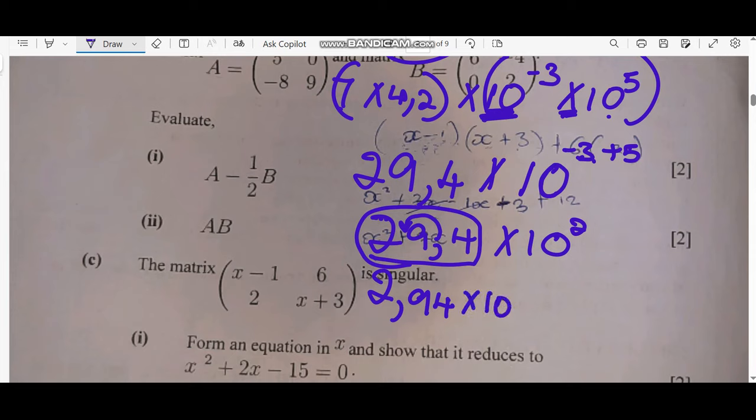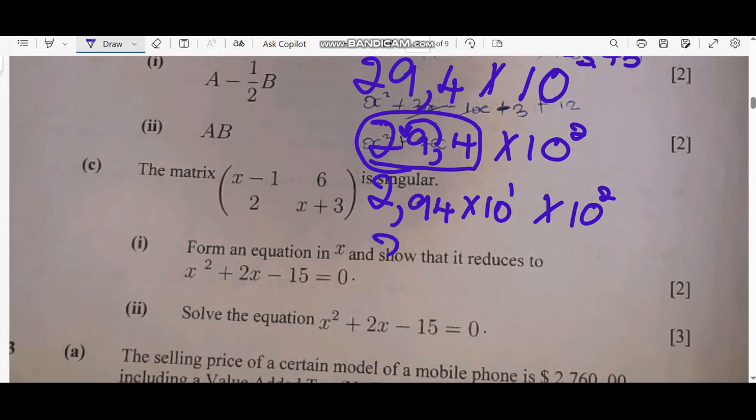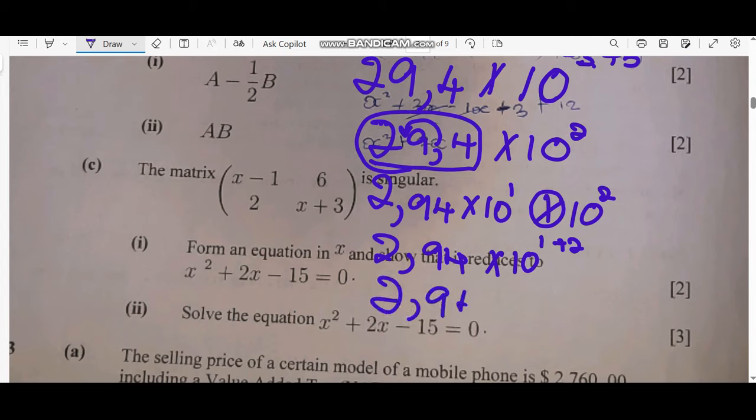Times 10 to the power 1, times 10 to the power of 2. So it becomes 2,94 times 10 to the power 1 plus 2. Why? Because this multiplication, according to the law of indices, means addition of powers. So we take one base and we add the powers. So it will be 2,94 times 10 to the power, if you add those powers, you get 3. So this was supposed to be the correct answer.